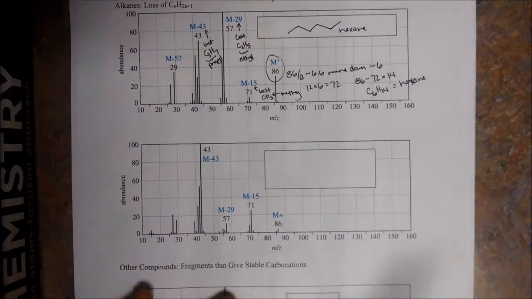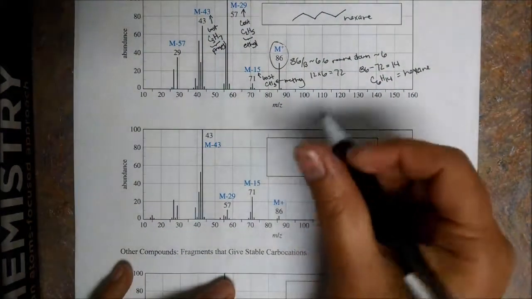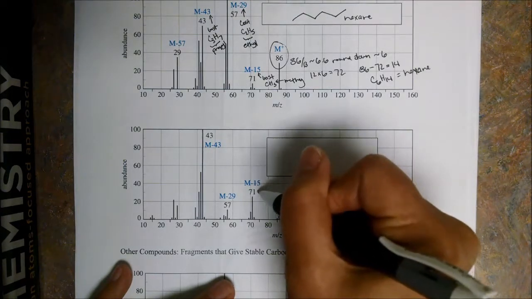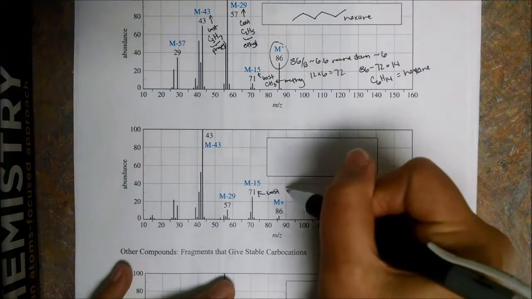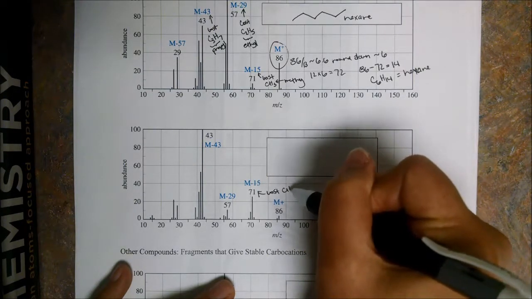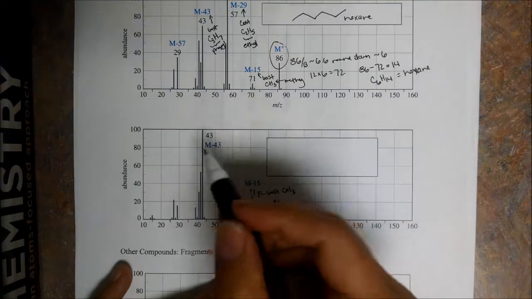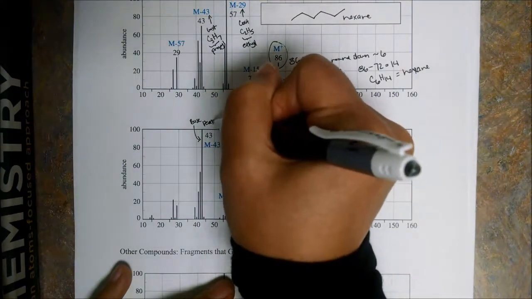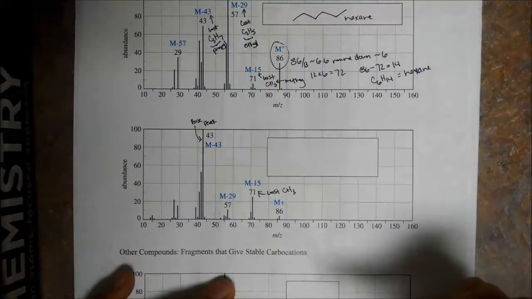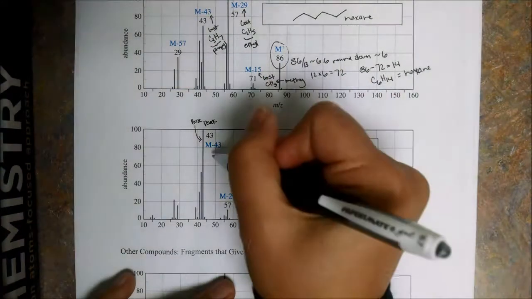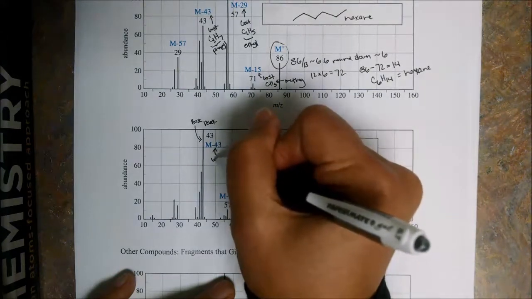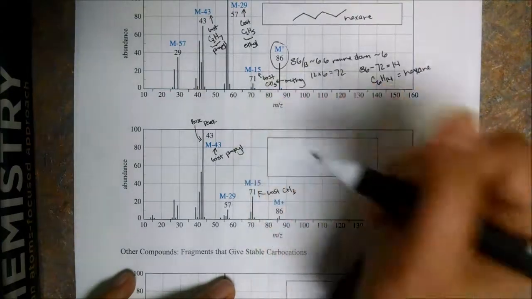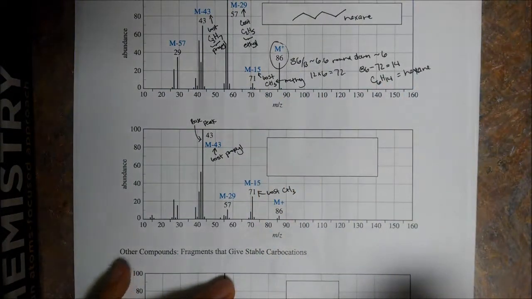Okay? Here's another example. You can see here we've lost 15. What does this correspond to? A CH3. Okay, but look at this base peak here, the most abundant ion. It's a loss of 43. What does this correspond to? Remember 43? Propyl. Lost a propyl. Why could we lose a propyl as the main base fragment?